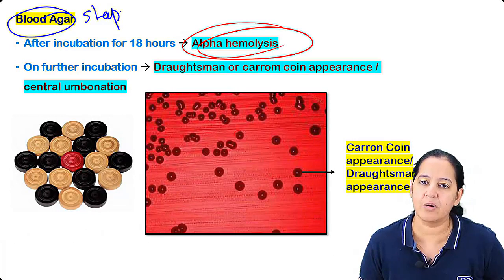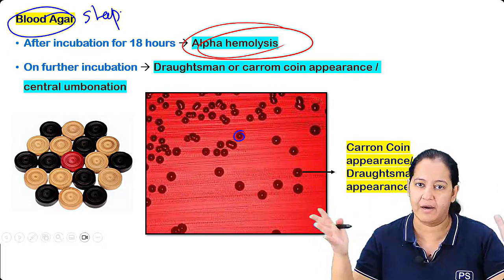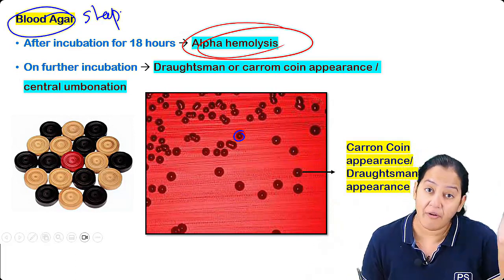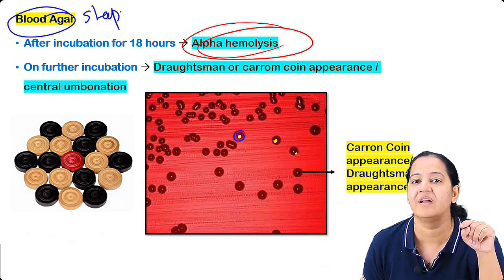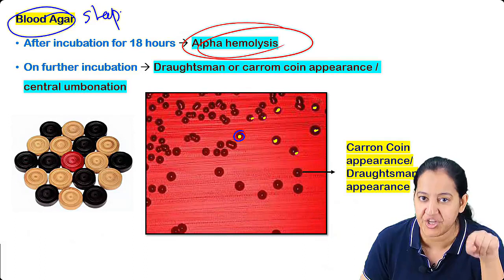So these are the colonies. Around the colonies the greenish zone is not visible, but after some time the greenish zone will start appearing around the colony. Alpha. Okay, everyone understands. After some time, there is a hole at the center of each colony. There is a depression at the center of each colony.